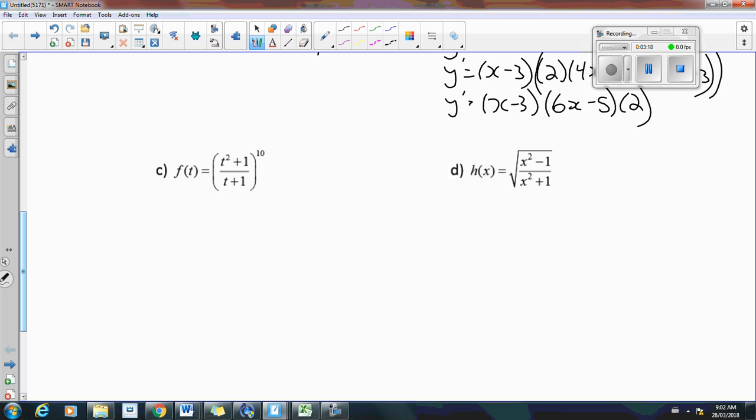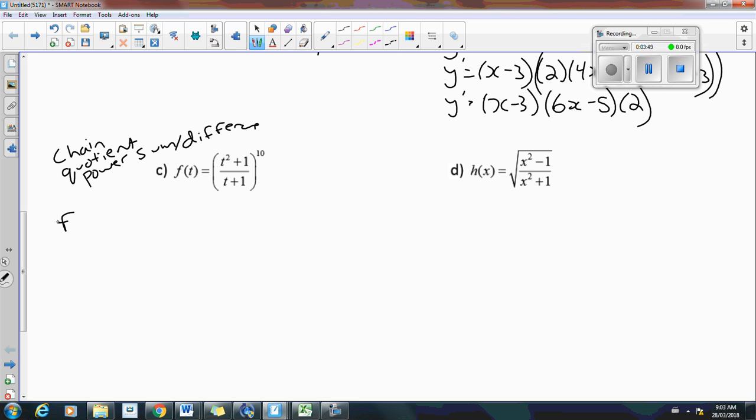Question C. So there's a couple ways of doing both C and D. One way is to just rewrite this as a quotient that each have a power of 10. The other way is to do the chain rule and then use the quotient rule. So I'm going to do C one way and D the other way. So what I did for C is I started by using the chain rule, and then I used the quotient rule, and then like most questions I end up using the power rule and sum difference as well.